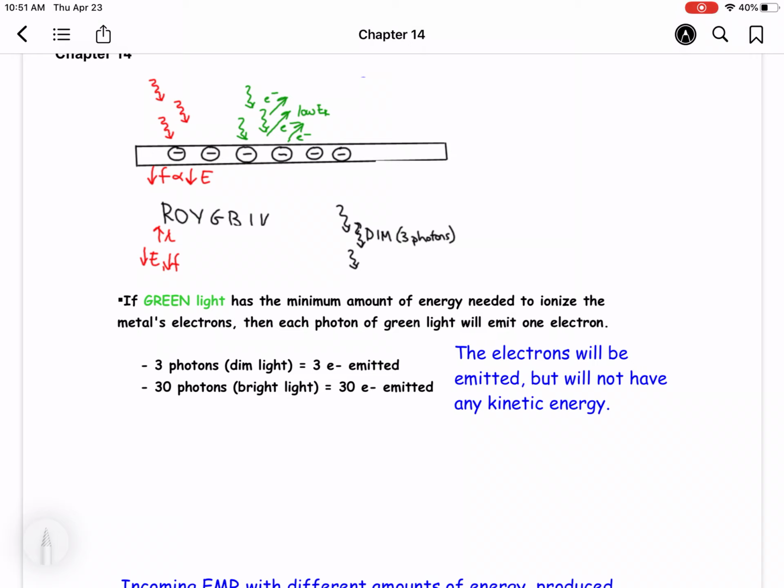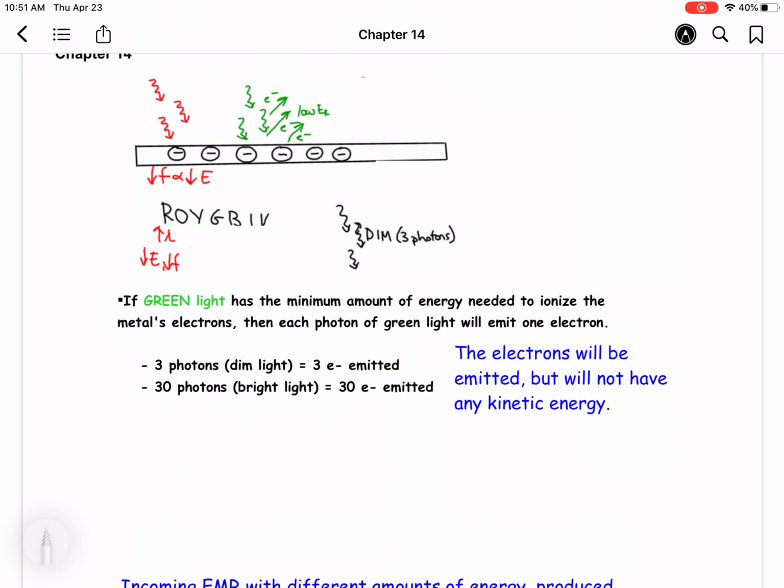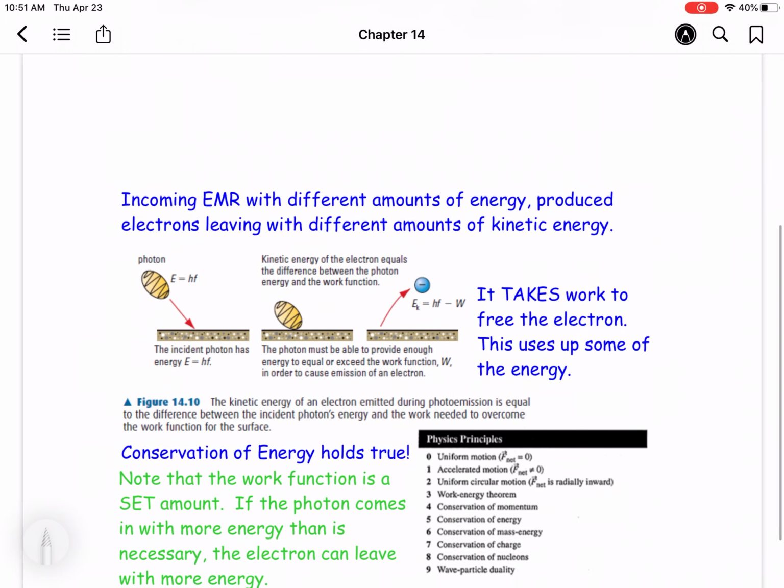So now we're getting three photons come in, 3 electrons go off. 30 photons get in, 30 electrons come off, right? And this is basically it has a minimum amount. So the electrons will be emitted, but they don't really have any kind of kinetic energy because it's the minimum amount. So they're just going to come off and not really go anywhere. There'll be very, very small kinetic energy or zero.